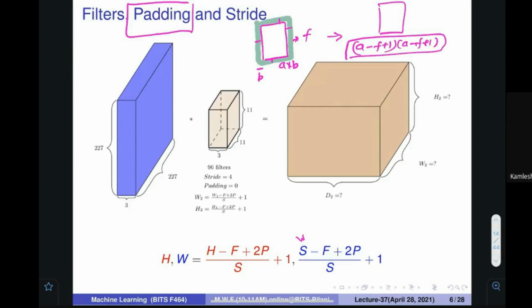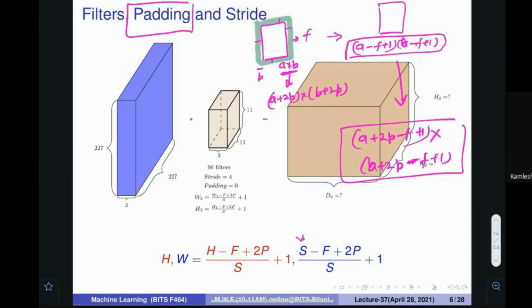What would be that size? It's not very difficult to see, because now the image that you are going to consider is not a by b, it is a plus 2p, because p is there on both sides, multiplied by b plus 2p. This is the size on which you are going to apply the filter. So what is the output? Here the same formula applies: a plus 2p minus f plus 1, because the size a becomes a plus 2p. This is a simple formula. I think it should be b plus 2p minus f plus 1. This is the size of the image you are going to get. Make sense? Very simple.